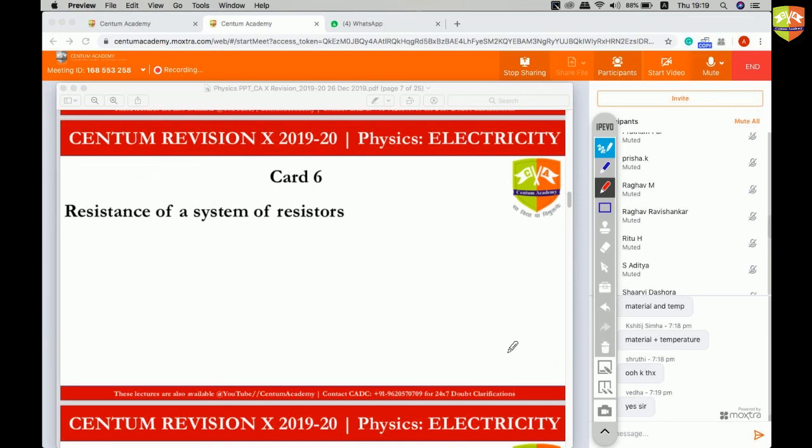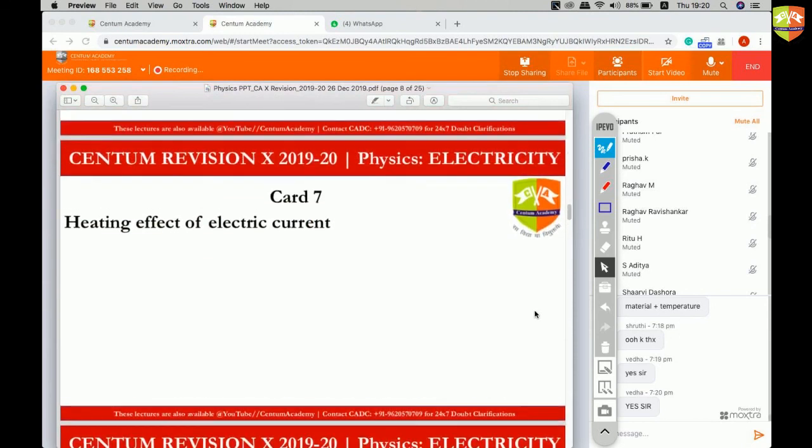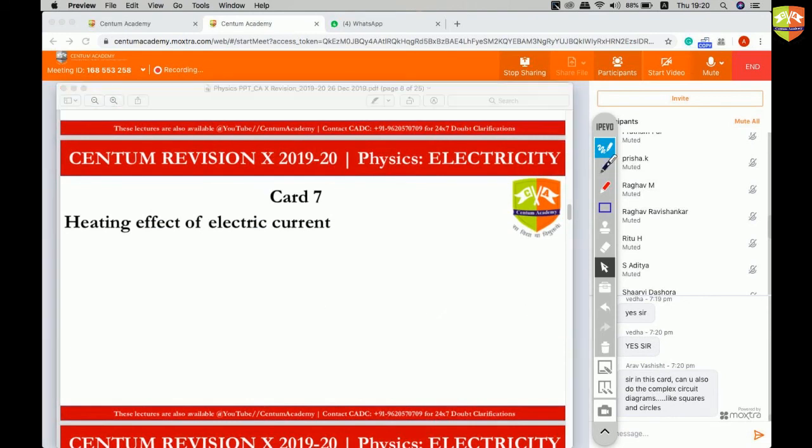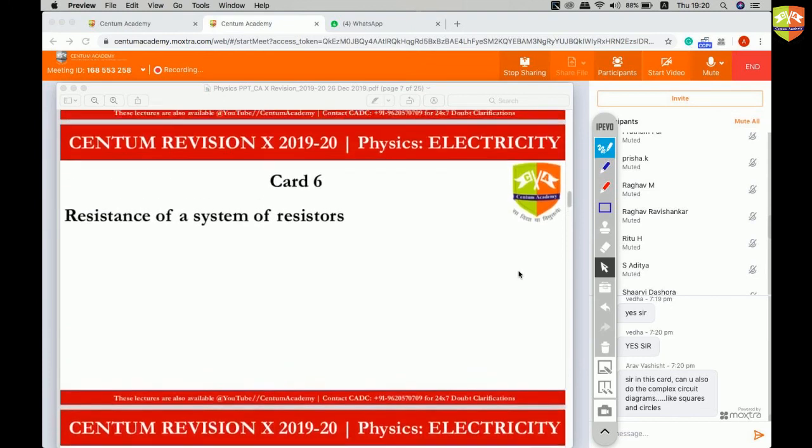Now, heating effect. So somebody wanted you to do the complex circuit. Okay, chalo. We'll do a complex circuit, but there are very easy complex circuits as far as the 10th grade of CBSE is concerned. I did not want to deviate myself, but yes, one question is no bad. So suppose there is a circuit here.